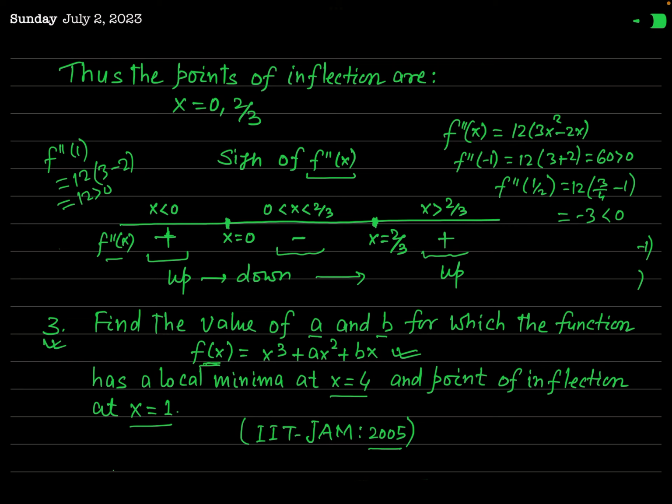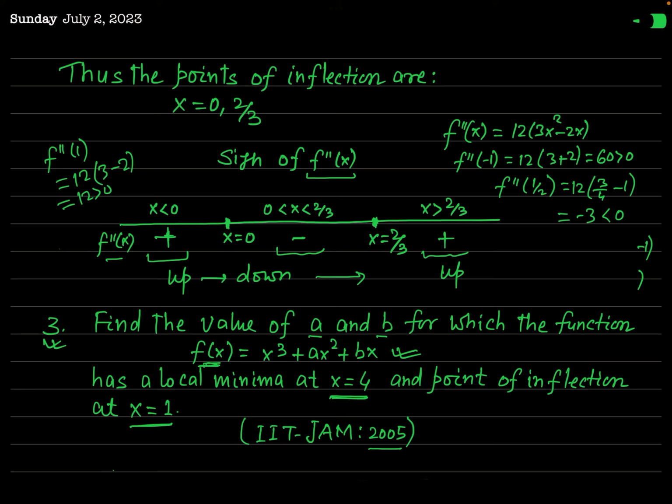The first condition is that this function f of x has a local minimum value at the point x equal to 4. What does it mean? It means when x is equal to 4, then our function f of x has a local minimum value. The other condition mentioned in this problem is that x equal to 1 is one of the inflection points of this function. So x equal to 1 is an inflection point and x equal to 4 is the point of minima.